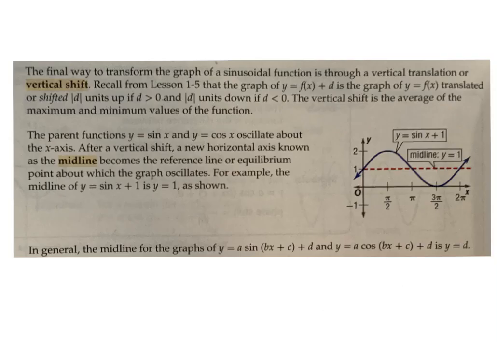So when you're talking about how you move up and down, you determine where your midline is by looking at your standard function, and it is the number that is added outside of the function, all right? The C is added inside the function, the D is added outside of the function, all right? And so that's what you're going to look at to determine whether or not you go up or down and how far up or down you go.